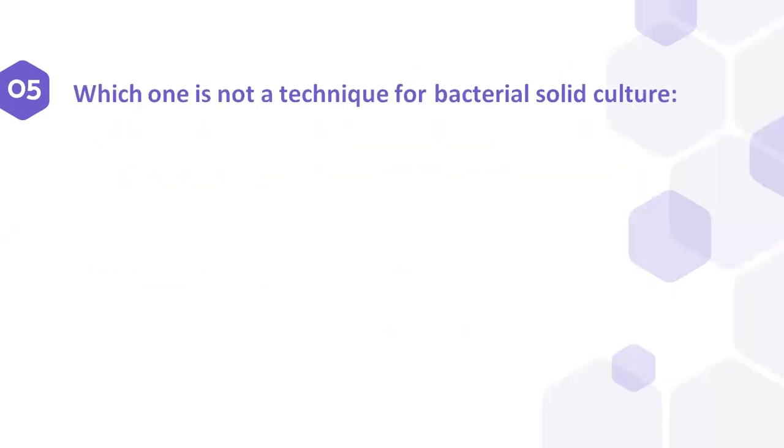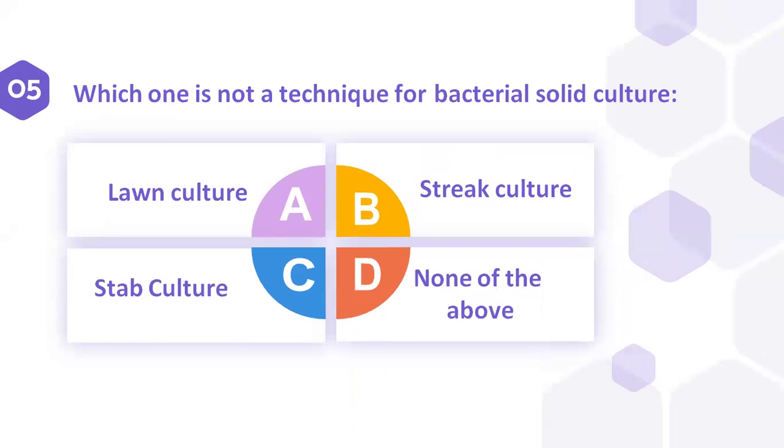Next question, which one is not a technique for bacterial solid culture? Option A, lawn culture. Option B, streak culture. Option C, stab culture. Option D, none of the above. If you see the options, lawn culture, streak culture, and stab culture are solid cultures. So here the right answer is none of the above. The other options, lawn culture, stab culture, and streak culture, are solid culture methods.